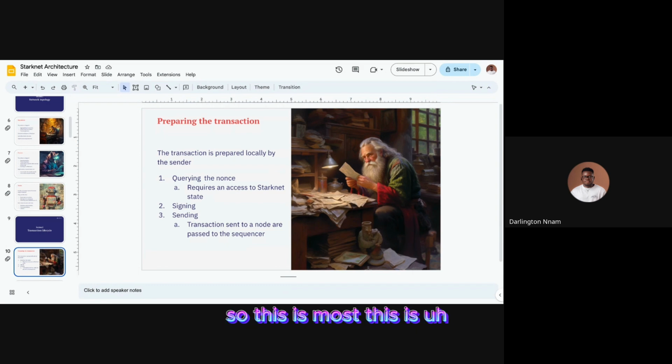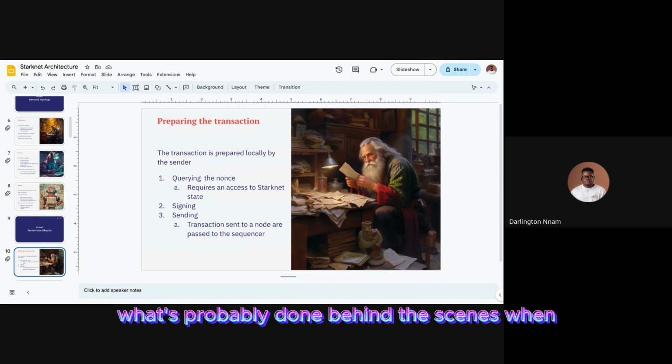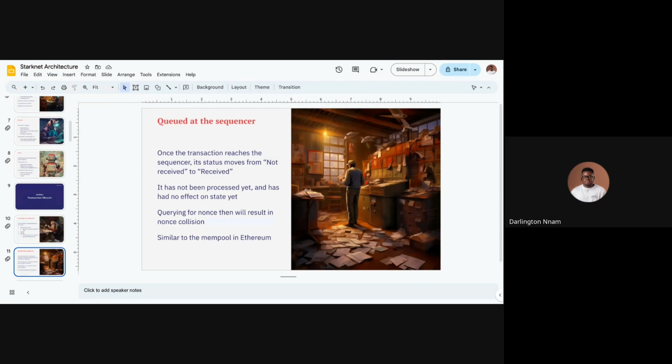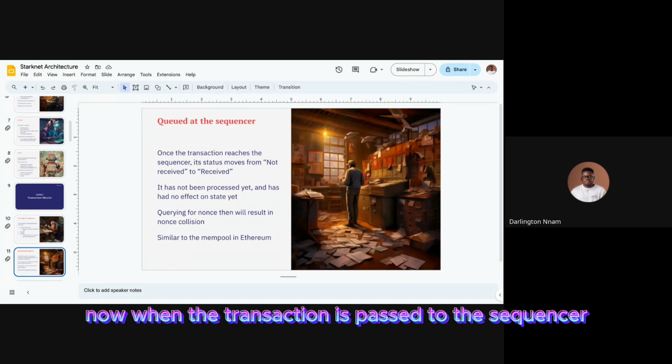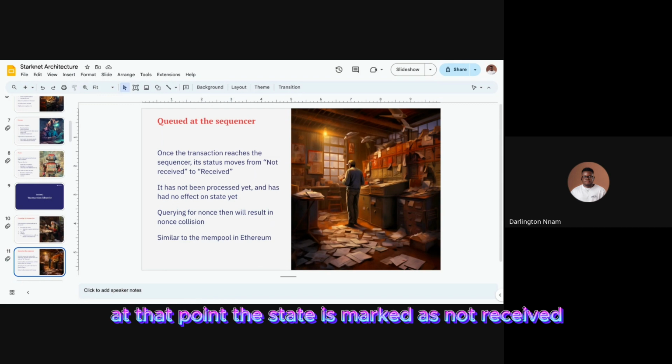This is what's probably done behind the scenes when, let's say, you go on a dApp and try to interact with it, and basically sign a transaction with your Argent or Braavos wallet, and then send it to the sequencer. So basically, you query for the nonce, you sign the transaction, and then you pass the signed transaction to the sequencer. Now, when the transaction is passed to the sequencer, at that point, the state is marked as not received.